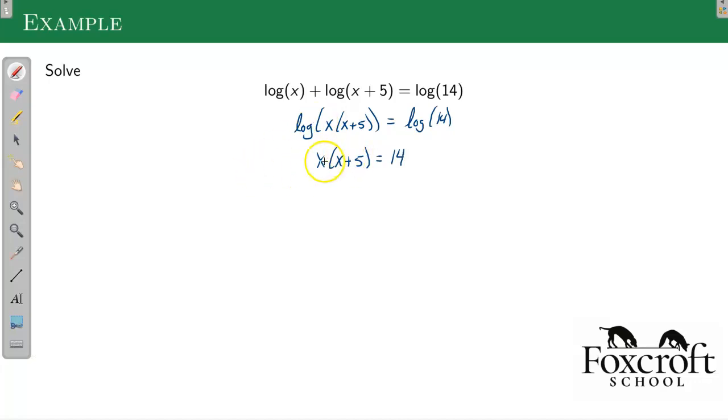First thing I see, I have to distribute this in to see what I'm working with. And now that I've distributed, I see this x squared right here. X squared means it's a quadratic, which means I can do all of our quadratic methods. If I'm doing factoring or the quadratic formula, I have to get 0 on one side, so the first thing I'm going to do is subtract 14 from both sides.